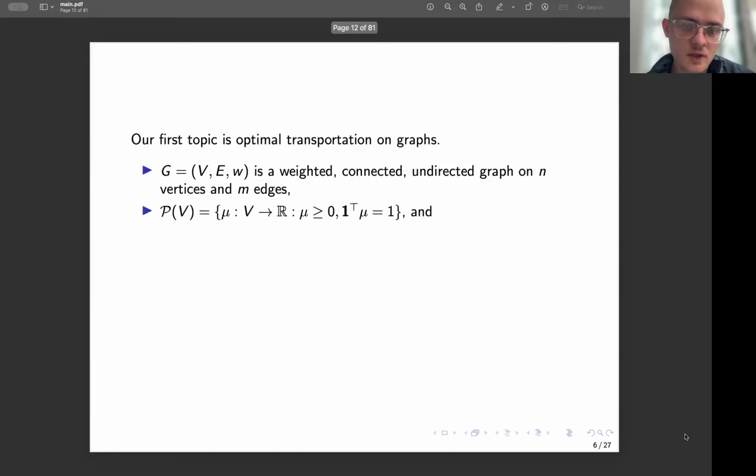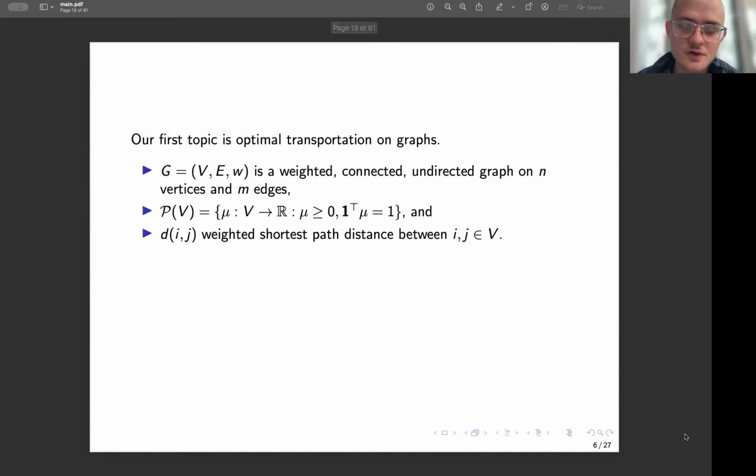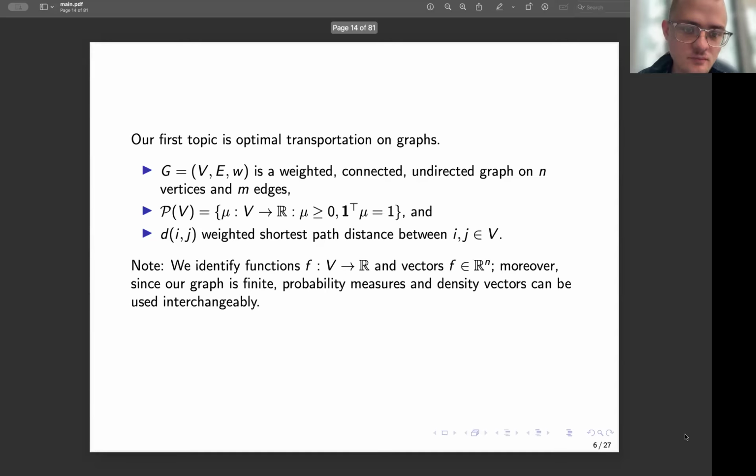The probability simplex on the vertex set of the graph is just the set of real-valued functions on the vertices which are non-negative and which have a unit sum. I'm also going to use this metric d_ij. This is the weighted shortest path metric between two vertices, in this case i, j in the vertex set.